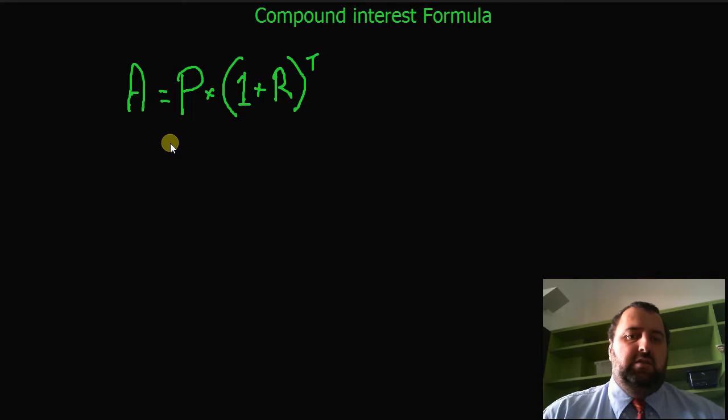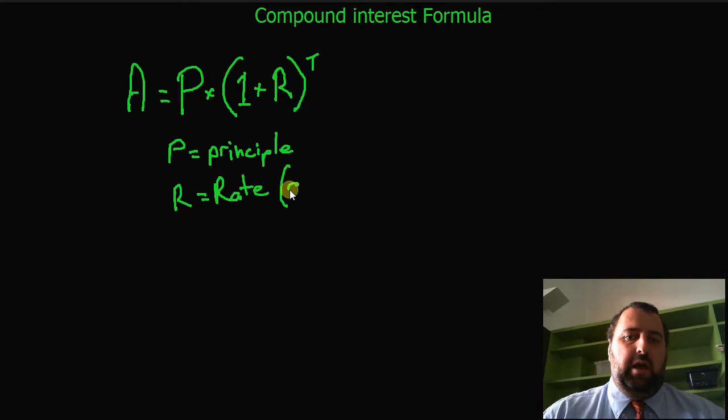So in this case, we know that P is our principal, our R is our rate. Remember, our rate is as a decimal, and T is our term.